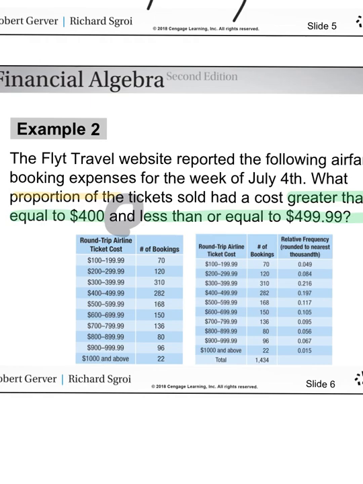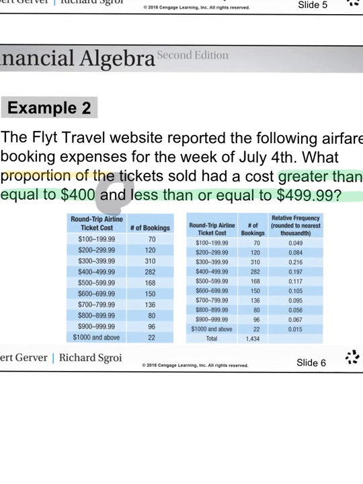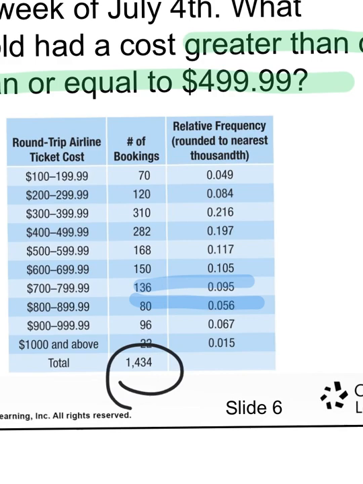So everything that's greater than or equal to 400. So that's going to be all of these sections here. Right? You can see down here there were 1,434 total bookings. And we're looking at the range in between 700 and 899.99. So we're looking at these two sections right here. So what these two numbers represent out here are the actual proportion, the percentage of the time that happened. So these are in decimal form. In order to write them in percent form, we just need to scoot our decimal over 2 places. So this will be 9.5%, and this will be 5.6%, right?